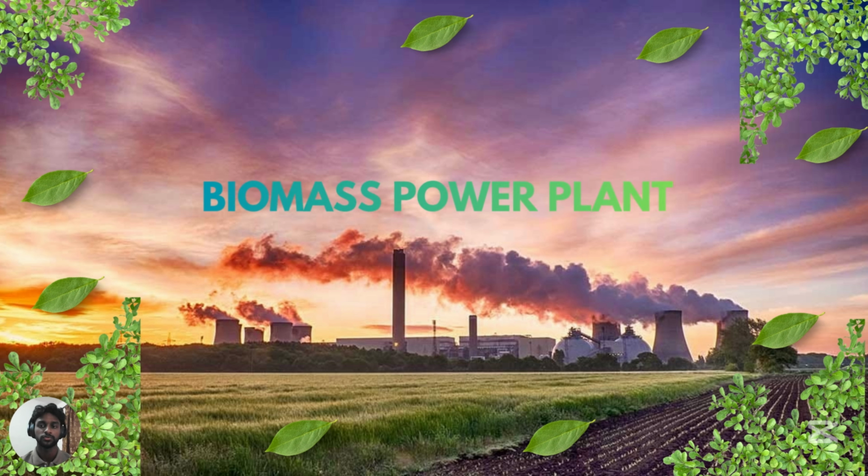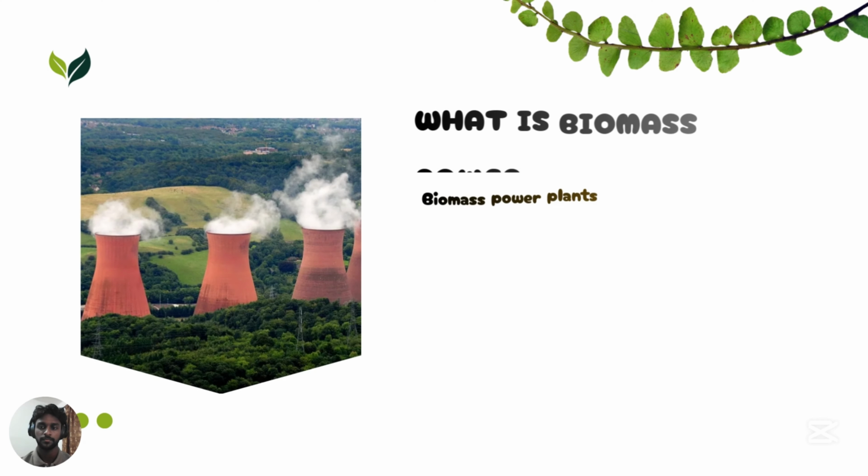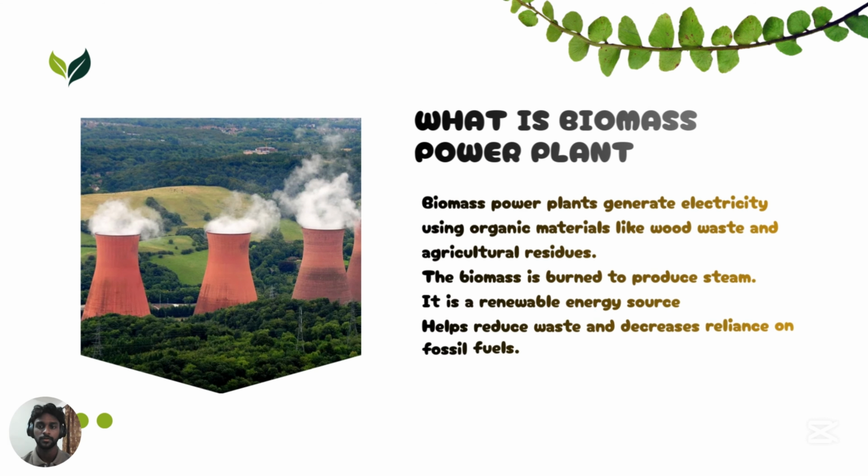From biomass, we choose to focus on the power plant option. So, what is a biomass power plant? It generates electricity using organic materials like wood waste and agriculture residues. The biomass is burned to produce steam, which spins a turbine to create power. Since the fuel is renewable, it reduces waste and lowers our dependence on fossil fuels, making it a cleaner and more sustainable energy option.